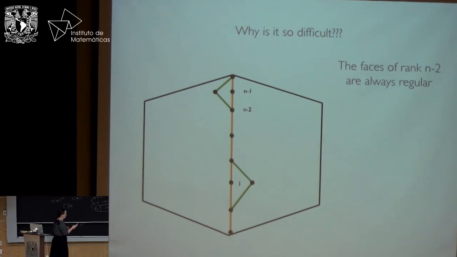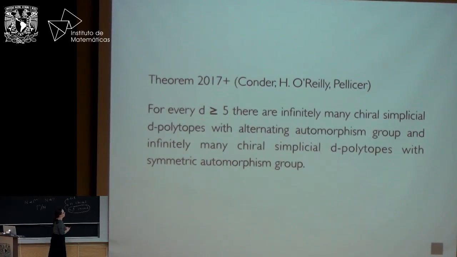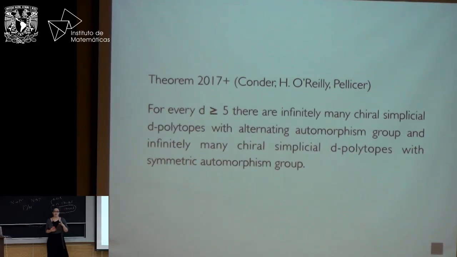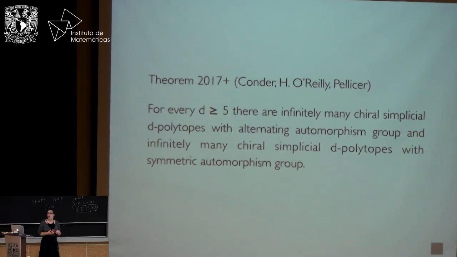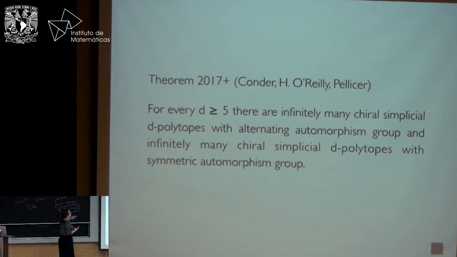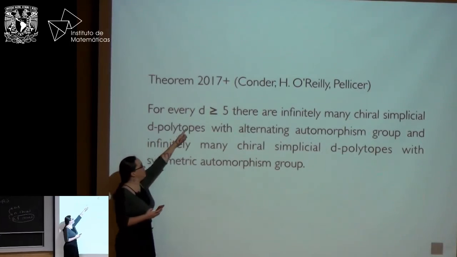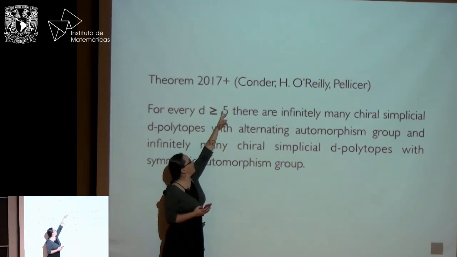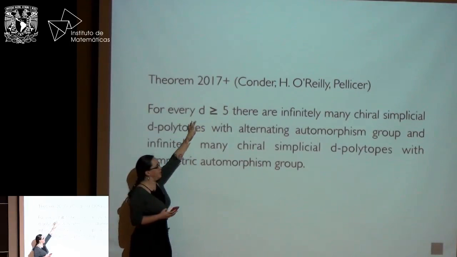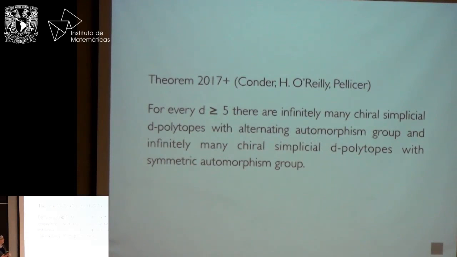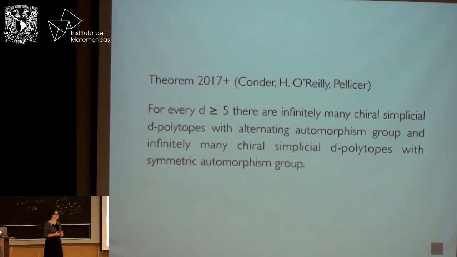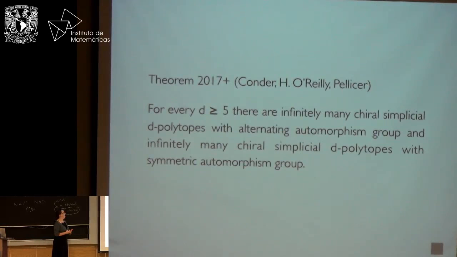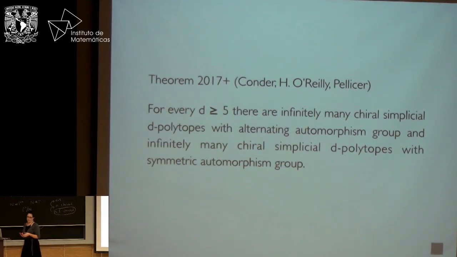Now, what we were able to do, and this is work with Marston Conder, Eugenio O'Reilly, and Daniel Pellicer, is to control something for the first time. So what we were able to do was to show that for every d greater or equal to 5, we fix d, and we can show that there are infinitely many chiral d polytopes that have the alternating group as their automorphism group, and infinitely many chiral d polytopes with symmetric groups as automorphism groups.